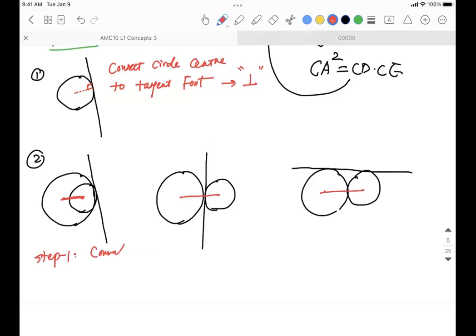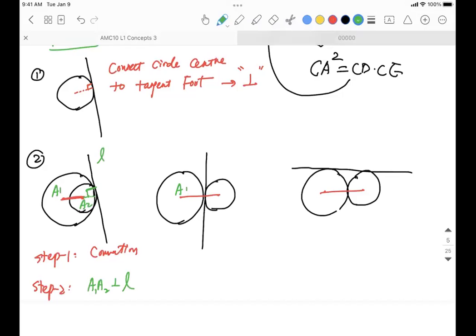Connection. And then your step number 2 really depends on different patterns. For the first pattern, if you extend this circle centers connection to this tangent line, you will automatically have, let's say, A1, A2 perpendicular to L.